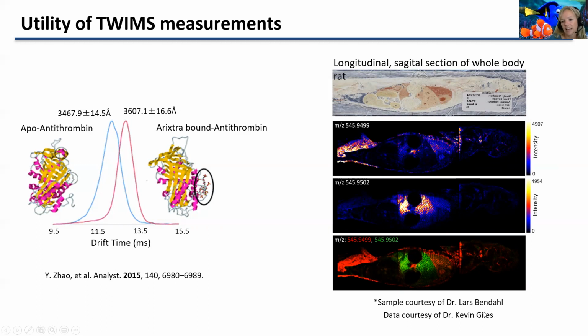And this data that Dr. Kevin Giles gave me showed me that if the m/z values are very close, it can be really hard to separate these molecules because they're 0.0003 m/z or Daltons apart. But using their drift time, if we add that in, we can see that this first molecule is clear over here in the corner of the rat whole body, where the second one is more in the center. And if we plot them together, you can see the different distributions between the two molecules.